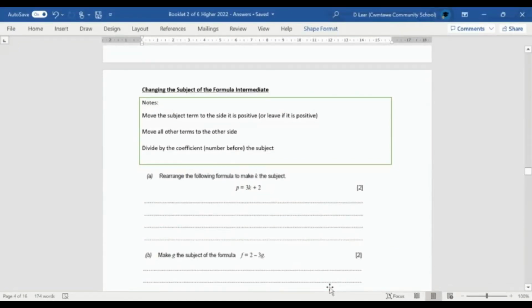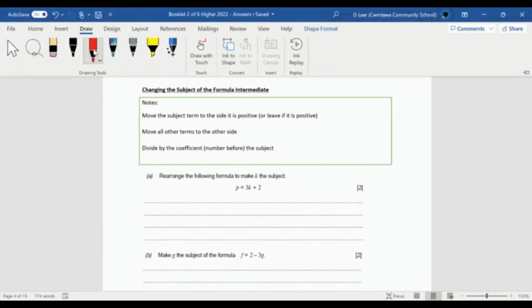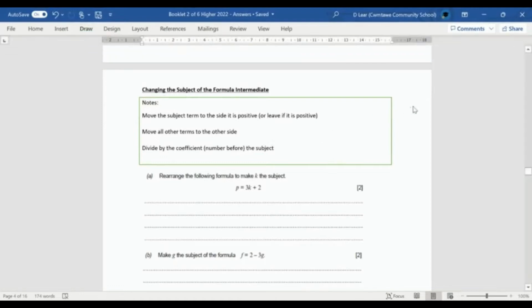Next up, we have changing the subject of the formula. Okay. We start with some intermediate questions. I'll explain the difference between intermediate and higher for you. In intermediate, you won't get fractions, you won't get square roots, and you won't have to factorize at the end. And they're 3 quite big steps. So all you've got to do in intermediate is move the subject term.